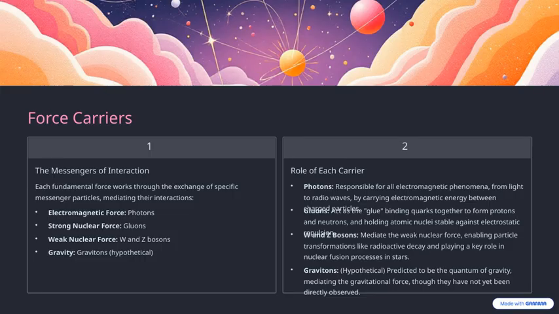Lastly, there's the hypothetical graviton. It's predicted to be the quantum particle responsible for mediating gravity, much like photons do for electromagnetism. Although gravitons haven't been observed yet, they are a key part of our attempts to unify gravity with quantum mechanics. To sum up, these force carriers are essential because they explain how particles communicate and interact. Photons handle electromagnetic interactions, gluons keep atomic nuclei intact, W and Z bosons facilitate weak interactions, and the graviton, if it exists, would be the messenger of gravity. Understanding these particles helps us grasp the fundamental forces that shape our universe.